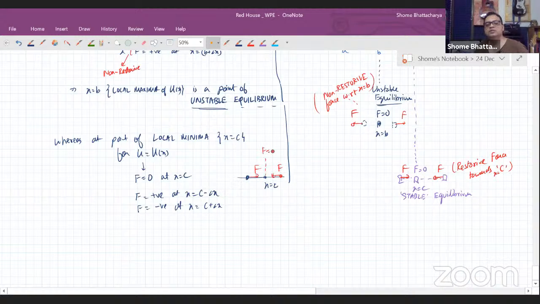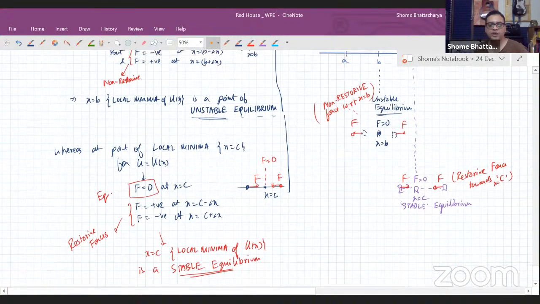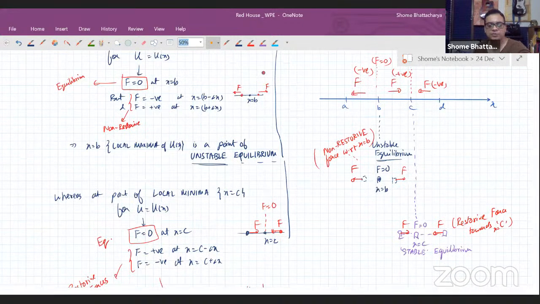Whereas at this point, the force is 0. So that means there is equilibrium, but there is also a restorative force. So that means x equal to c, which is the local minima of the potential energy function, is a stable equilibrium position. Okay. So this is the understanding of stable and unstable equilibrium, which is a very important part of the understanding of potential energy itself.